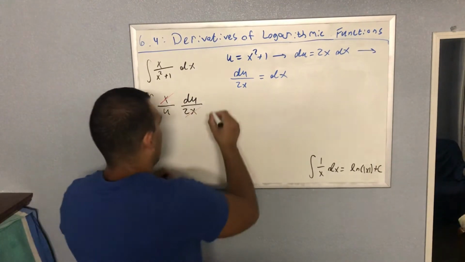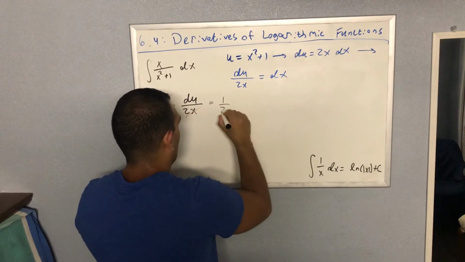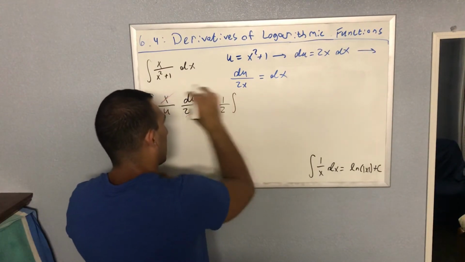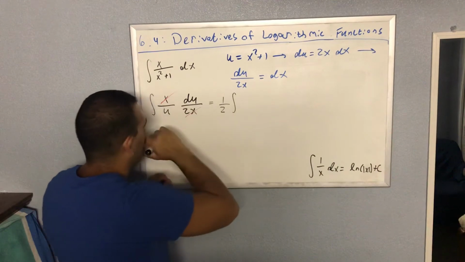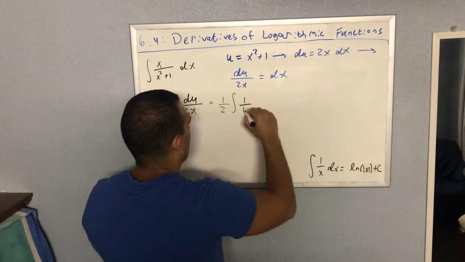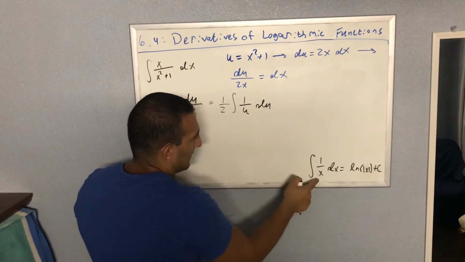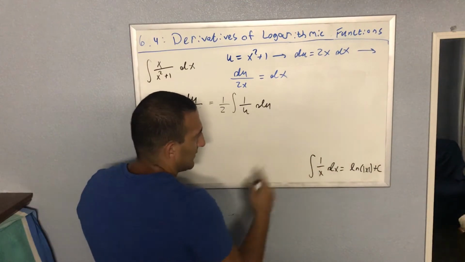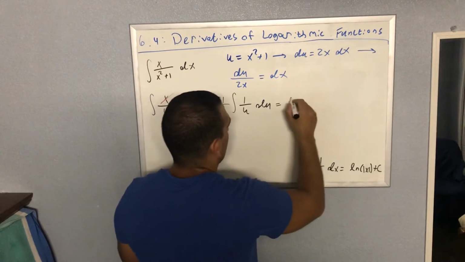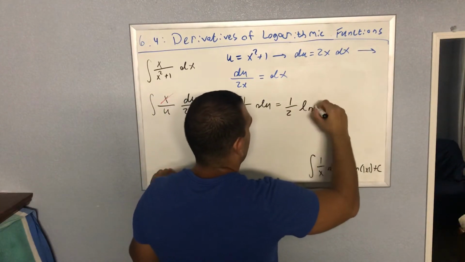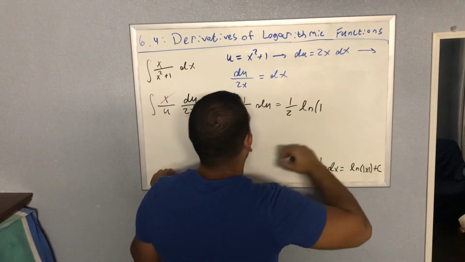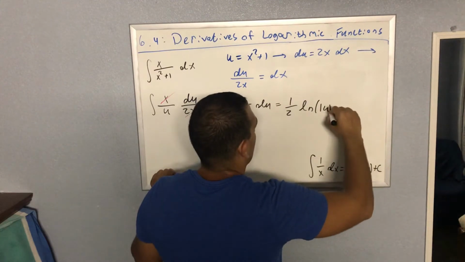So this is the same as 1/2. Remember, you can pull out constants into and out of the integral. 1/2 integral of 1 over u du. And this is exactly this, except these are u's, but it's the same thing. So this is 1/2 ln of the absolute value of u.